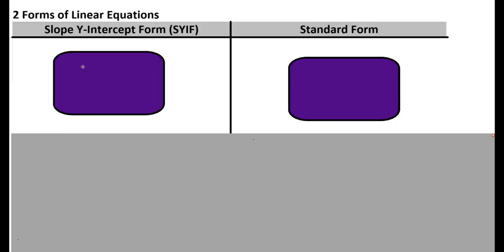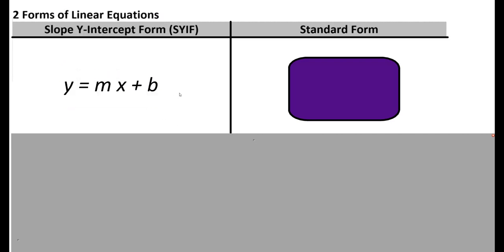So the first bit is reviewing slope y-intercept form, which is the form that all of you should know. It was y equals mx plus b, and if you remember, this m stood for slope, which was the steepness and the direction of the line. So the higher this number is, the steeper it is, and if it's positive, it goes up to the right, and if it was negative, then it went down to the right.